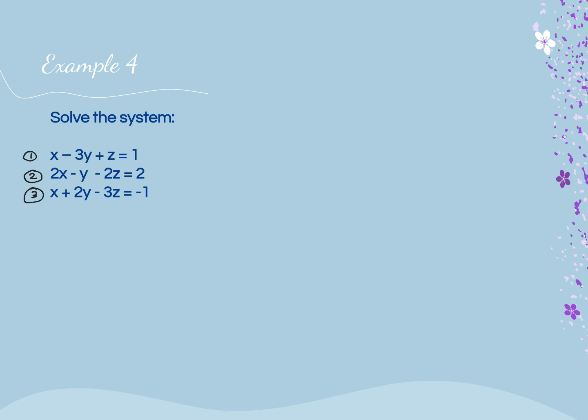Okay, so we want to cancel out again. You want to pick 2 equations, cancel out any variable, and then pick that third and cancel the same variable. So pick one to cancel.